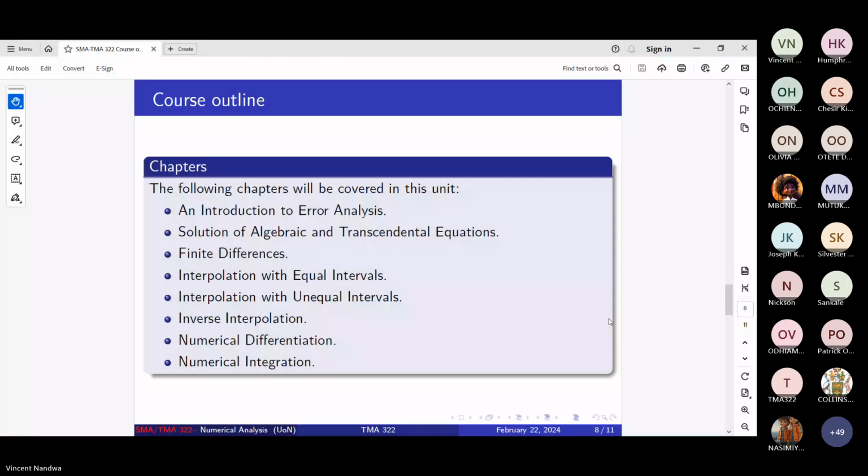And I wish that all of us are going to enjoy the course and are going to do our best so that at the end of the semester, all of us proceed to the next level without having any trouble. So with those remarks, I invite any question before then. This document has already been shared with you, so you can always have a look at it.